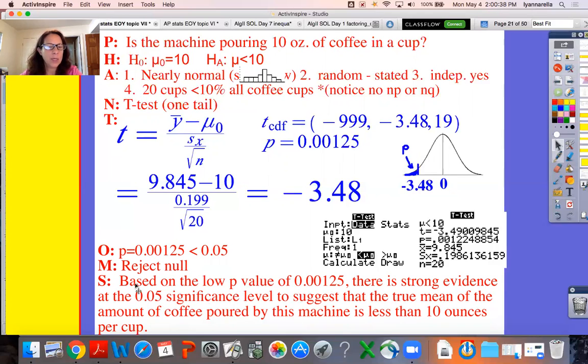We mentioned everything. We didn't just say we reject the null because the p was low. If you do that, I guarantee you, you're not going to get enough points to pass that question. So make sure you mention what the whole problem is. If it's about coffee cups, talk coffee cups. If it's about smoke detectors, talk smoke detectors.